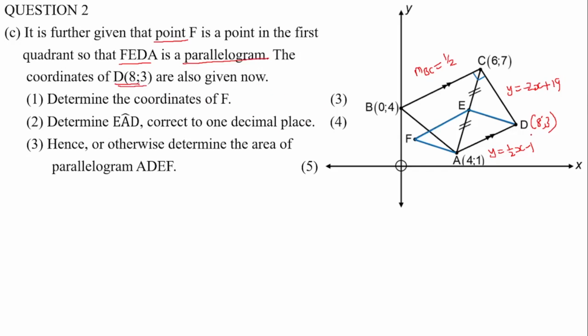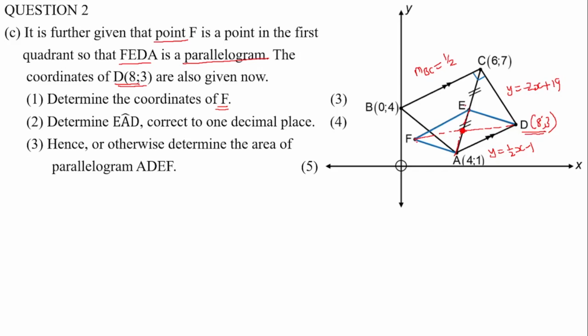The coordinates of D, (8, 3), are also given. So now we have the coordinates of D. Determine the coordinates of F. How can you find the coordinates of F? If this is a parallelogram, we can find the midpoint of EA or AE. Remember, the diagonals of a parallelogram bisect each other, so this is the midpoint of the diagonal. So we can find the midpoint of AE, and then using the coordinates of D and the midpoint of AE, we can find the coordinates of F using the midpoint formula.